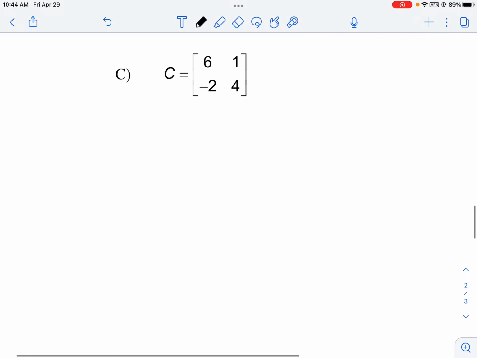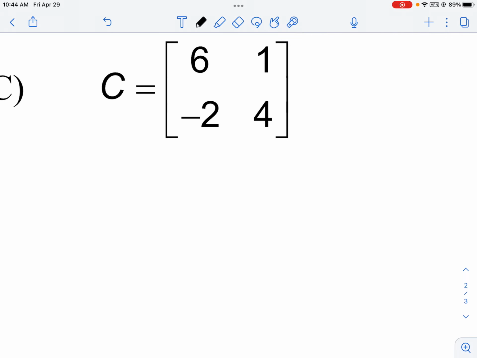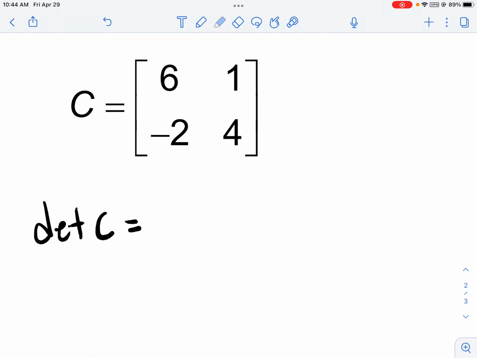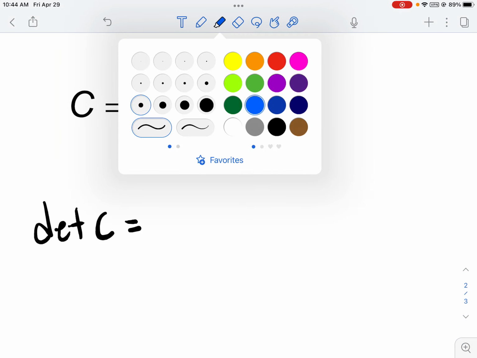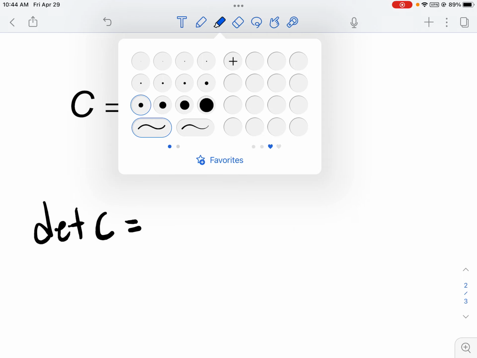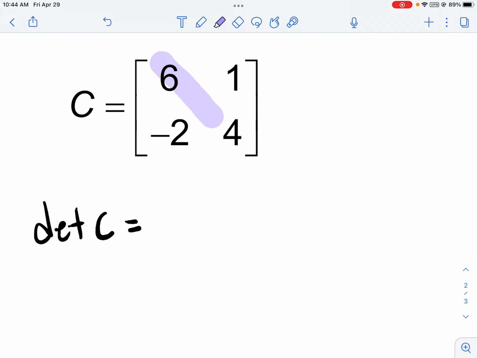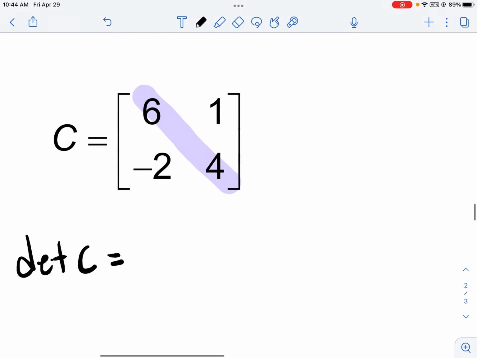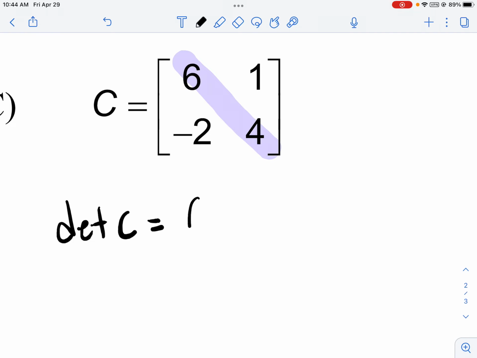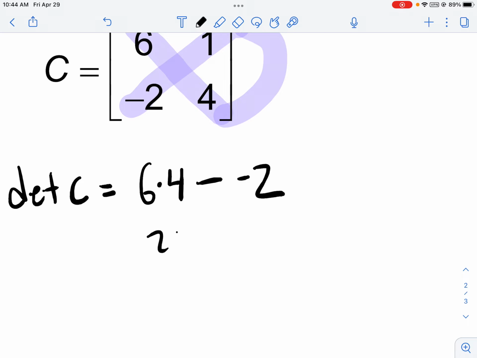Alright, example C. First off, we have to find the determinant of matrix C. So the determinant of matrix C equals, and then we do the first diagonal. Let's do like a tropical fish. What color would you not normally see for a fish? I feel like purple would be a weird color. But a cool color is like lavender. I like it. I digress. So you multiply the first two numbers, subtract the next diagonal, so 1 times negative 2, which is negative 2. So we have 24 plus 2, in other words, 26, as your determinant of C.